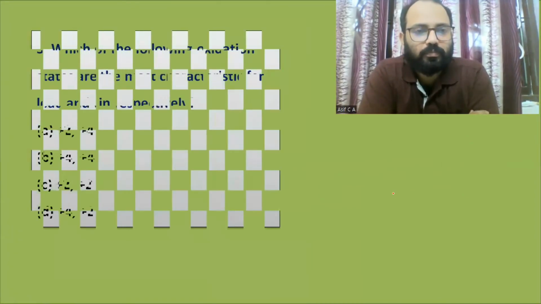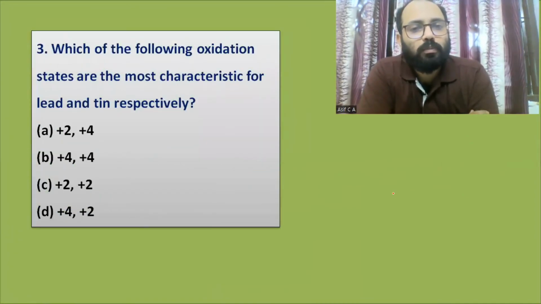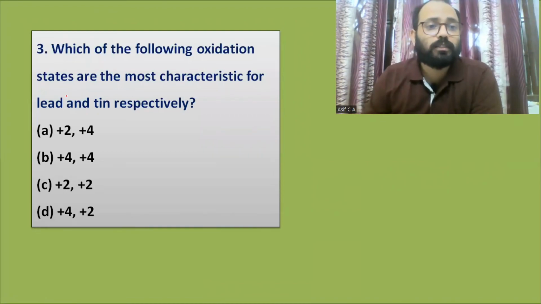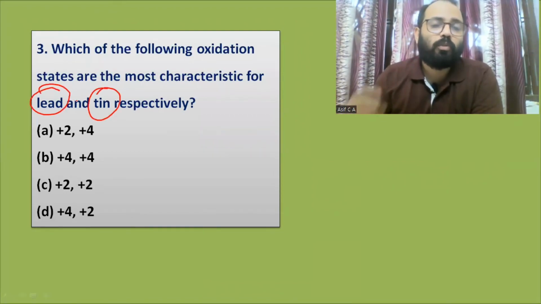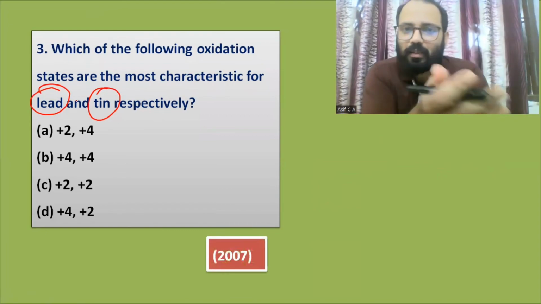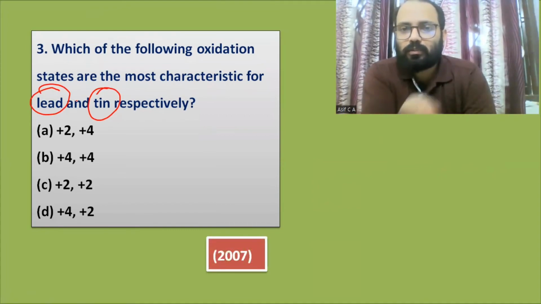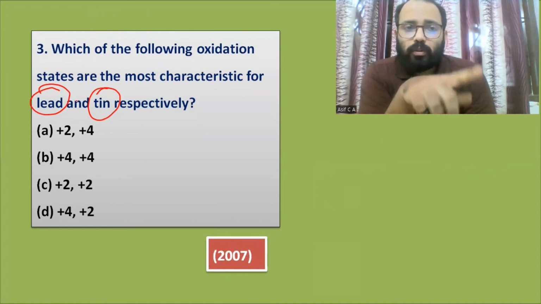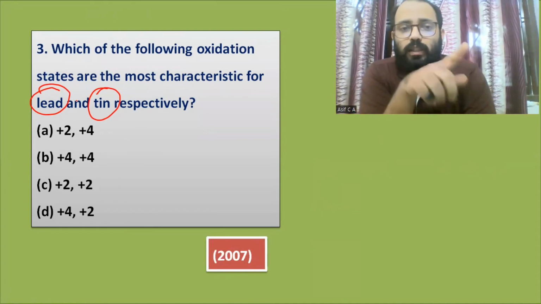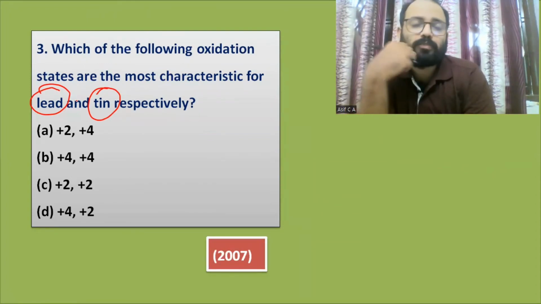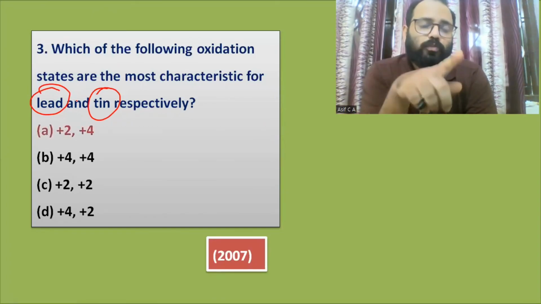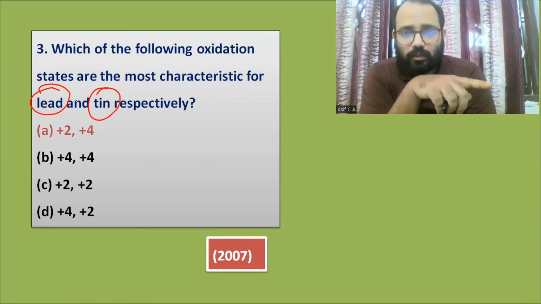Next: which of the following oxidation states are the most characteristic for lead and tin? This is related to the earlier question. As far as tin is concerned, +4 is its characteristic, which is why tin tries to go to +4. So +2 for lead, +4 for tin.